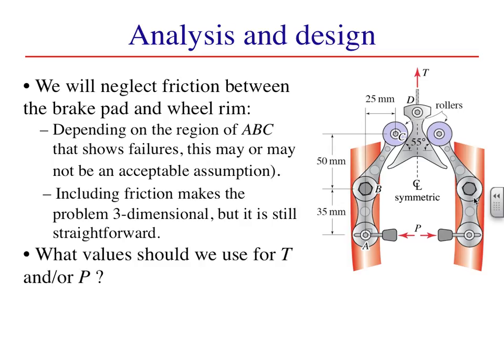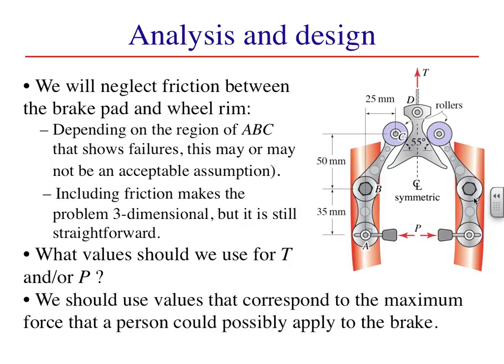What value should we use for T? The value of P will be obtained as a multiplier on T from the equilibrium equations that follow from a free body diagram of ABC. Assuming that failure follows from extreme loading, we should use a value for T that corresponds to the maximum force that a person could possibly apply to the brake.